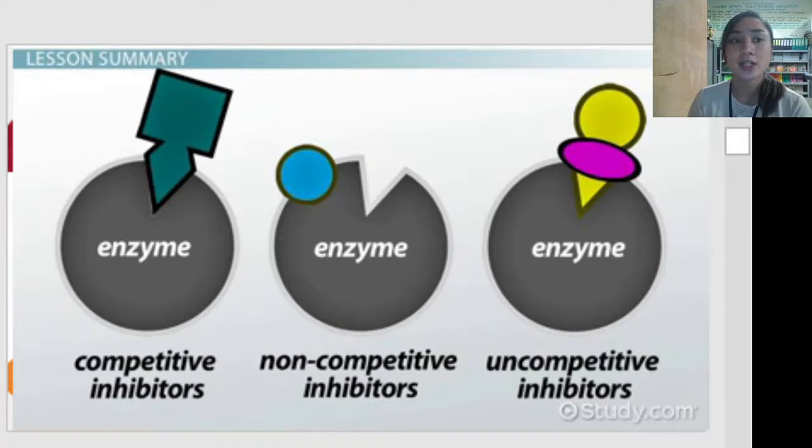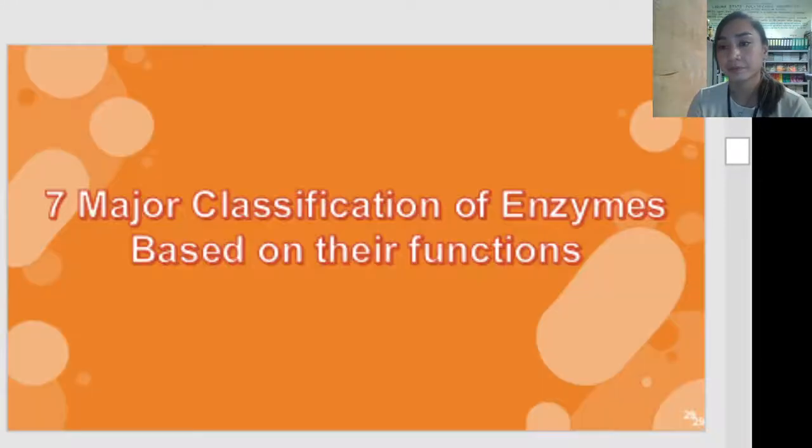Okay? And of course, our last inhibitor, which is irreversible. So, wala siya dyan sa picture natin. But irreversible permanently inactivates the enzyme. Okay. So, that's the summary. Now, we have 7 major classification of enzymes. Pero dito, kasi you don't need to memorize this part. Because it's really easy to figure out kung anong enzyme ang meron dito.